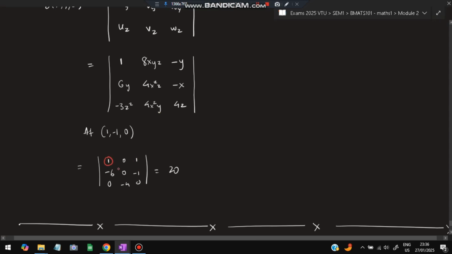Means 1 into 0 into 0, minus -4 into -1, plus 0 into -6 into 0, minus 1 into 0, and 1 into plus 1 into -6 into -4 plus 0, minus 0. When you do that, you'll get the final answer as 20. So this is the final answer for the Jacobian. It's a very simple question.